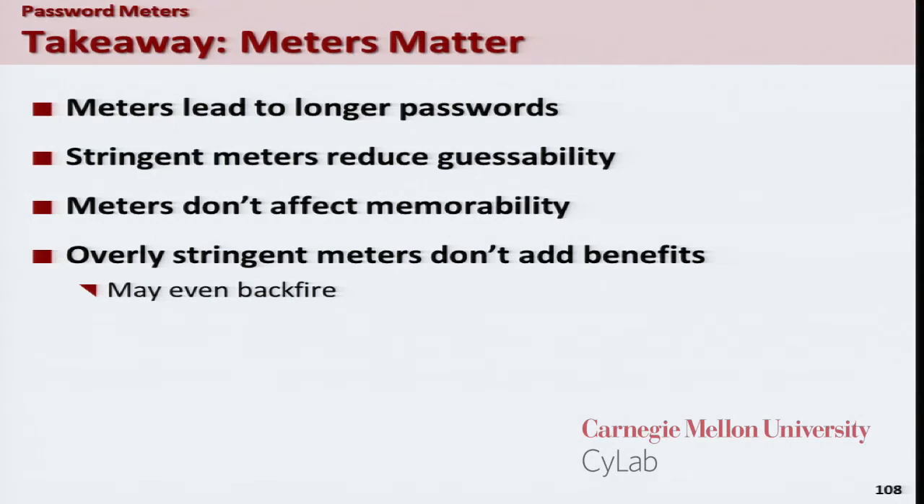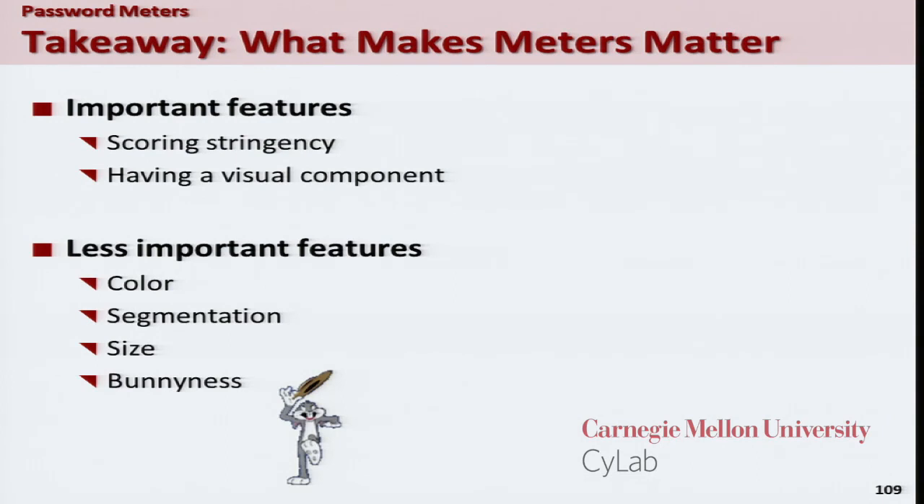And there's a limit. You can't just have a super draconian meter and expect usable and hard to guess passwords. When the meter becomes too strong, it seems like the benefits you get tail off and may even backfire when the users get frustrated and stop paying attention. In terms of specific features, scoring stringency was important, and having a visual component was important. What wasn't important was what the color was, or whether the meter was segmented or not. The size of the meter was unimportant, and the bunniness of the meter as well.